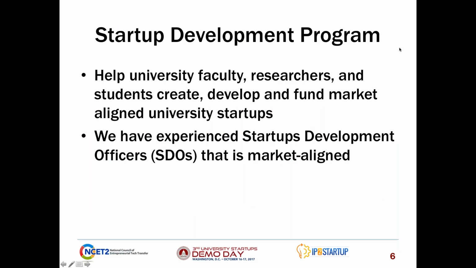Rhea, next slide, please. The Startup Development Program is a way to help university faculty, researchers, and students create, develop, and fund market-aligned university startups. And that's the key piece. They're market-aligned in the sense that it's not a technology push program, which is generally what everybody's doing. The corporates came up with a market pull type of model where they will, acting as either a buyer or a surrogate for the IPO market, tell everybody, and that includes the researchers, the universities, the angels, the VCs, the SBIR program, what they're looking for, as a way to see if there's a market for the startup at the end of the process.